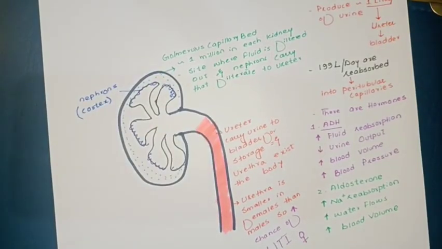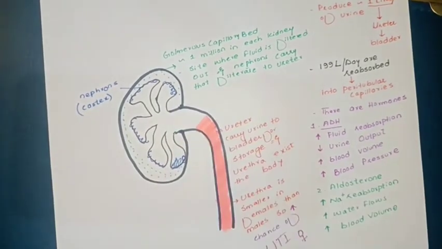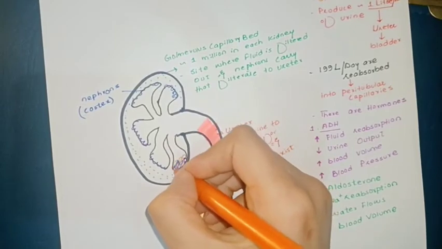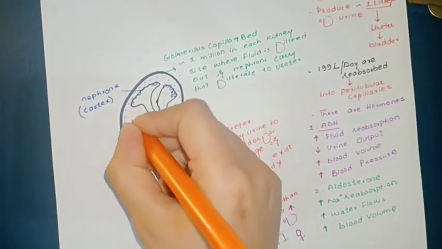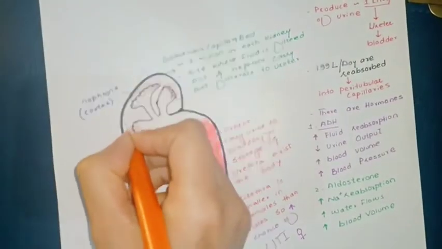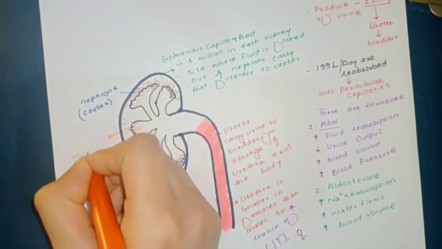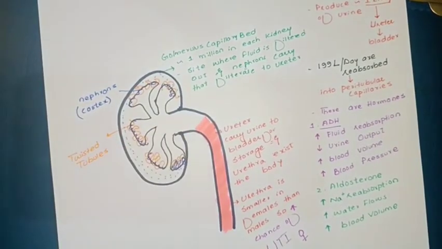Next one are the twisty tubules. Okay, I'm marking with another pen. These twisty tubules, these are many thousands of twisty tubules. Twisted tubules surrounded by peritubular capillaries.